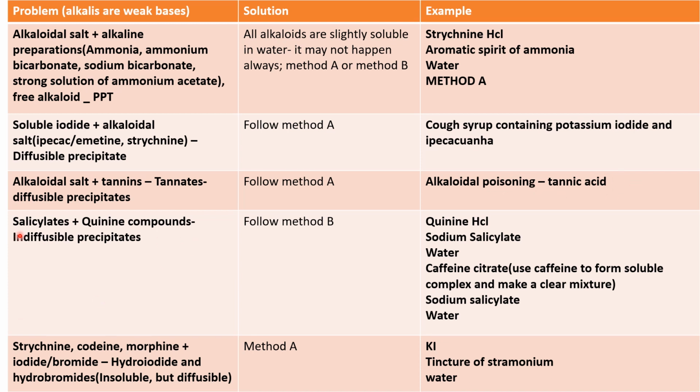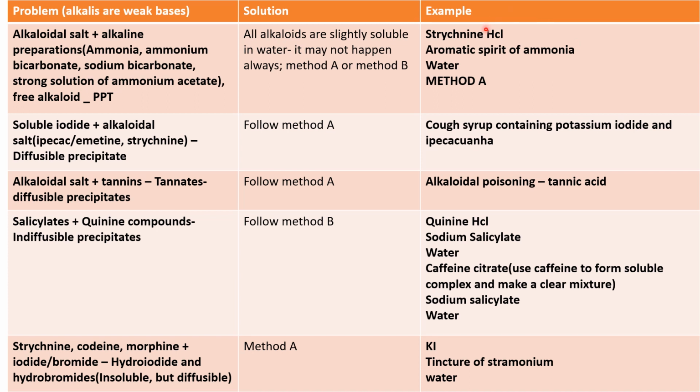The fourth example is sodium salicylate when combined with quinine compounds. It forms quinine salicylate. Don't get confused, quinine is nothing but an alkaloidal salt. So alkaloidal salts like quinine, when combined with salicylates, form an indiffusible precipitate, so follow method B. Along with quinine, what are the other ingredients used in that particular product? Sodium salicylate, water, caffeine citrate, water.